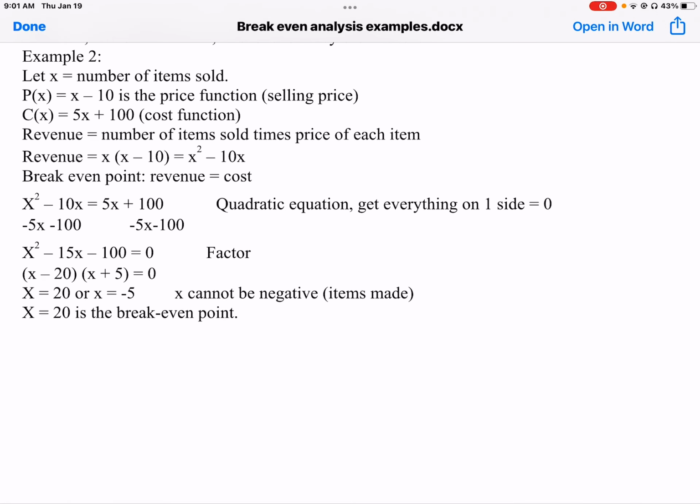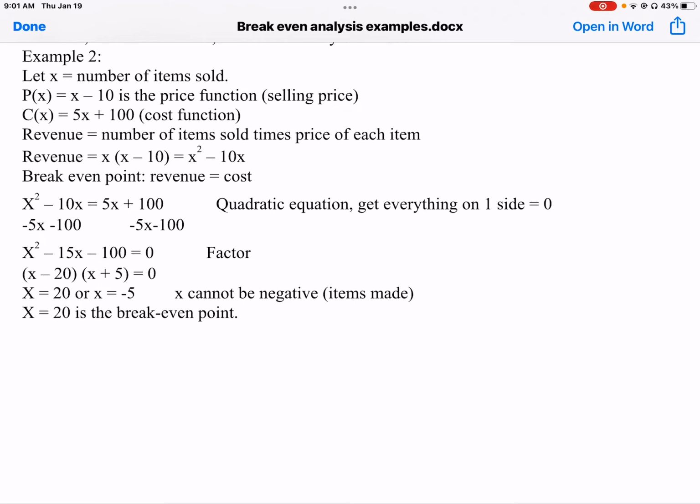Example 2, let X equal the number of items sold. P of X equals X minus 10 is the price function, which means what they sell each item for. C of X is the cost function, and it's given as 5X plus 100. Revenue is the number of items you sell times the price of each item. The number of items we sell is X, and the price was given to us as X minus 10. If you distribute the X, you get X squared minus 10X.